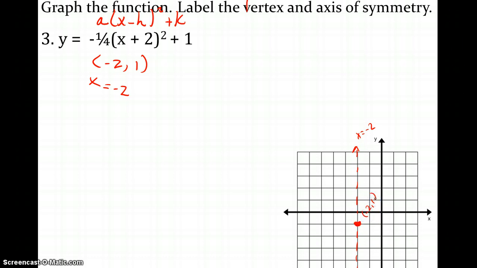Very good. So in order to have a good parabola, we need 5 points total. So we have 1. How about the other 2? Well, here's the vertex. I want to pick 2 points that are kind of close to it. So I'm thinking negative 1 and 0, everybody's favorite number. Sounds good? Sounds great.